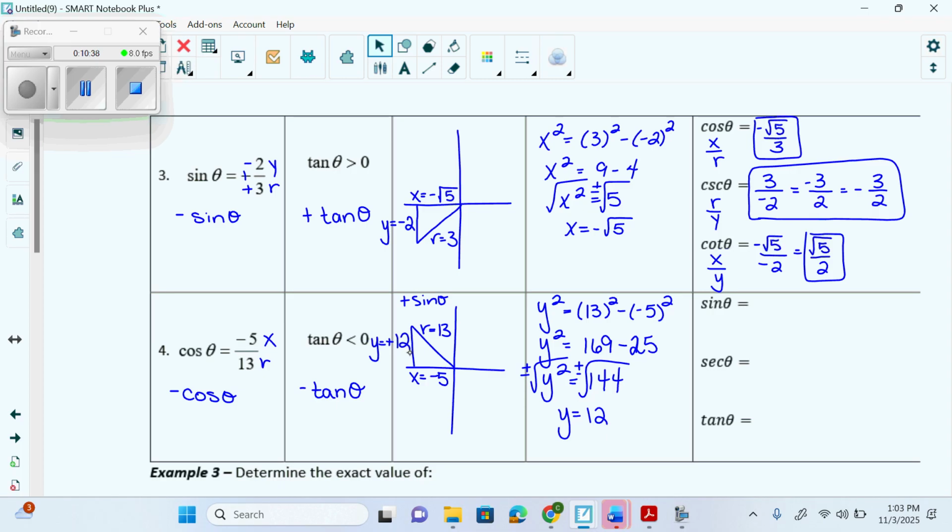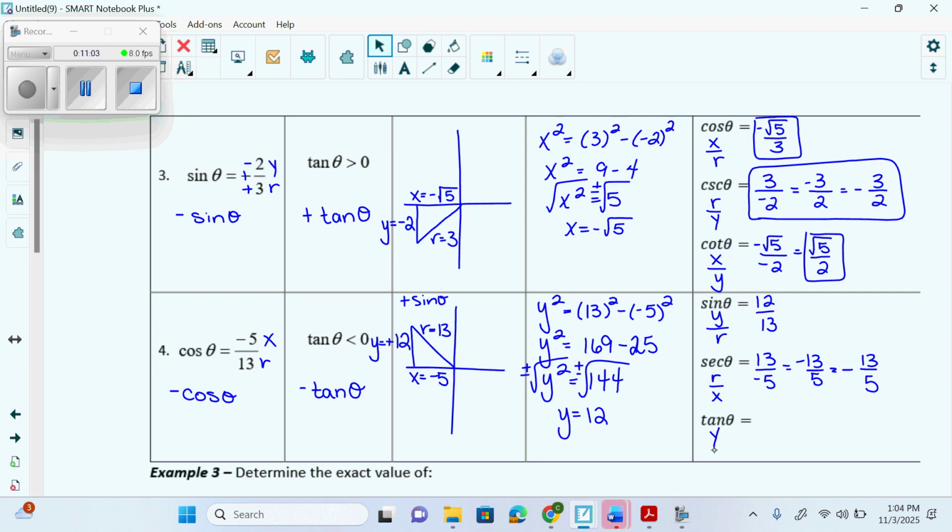Y equals 12. All right. Then we have sine: sign your resume, so I get 12 over 13. Secant goes with cos, cook extra rice. This is r over x, so it's 13 over negative 5, which I could leave like this, or I could write it like this, or like this.